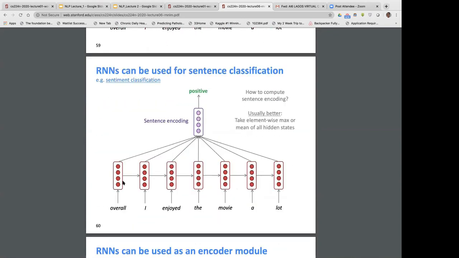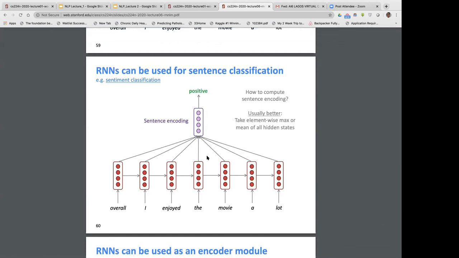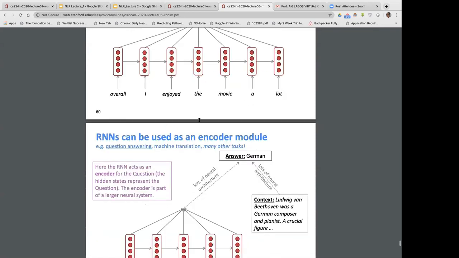Or you take the element-wise max. The element-wise max is probably the hidden state that has the highest value. Or you can take all your hidden states and find the mean of all your hidden states, you get one value, and you use that value to predict the output. So you can use RNNs as encoders.